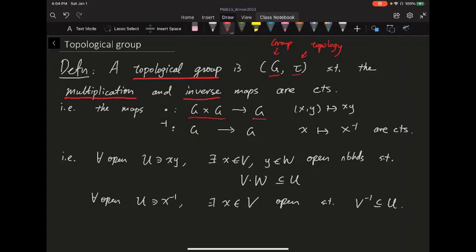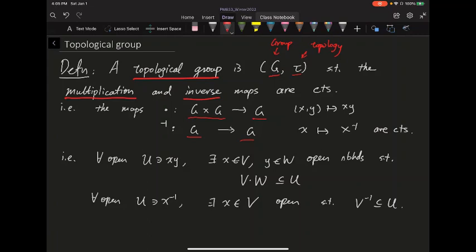And similarly, the inverse map is from G to G. And these maps, you require them to be continuous with respect to the topology you put. The inverse map is kind of easy, just G to G; you require that to be continuous. But for the product map, you put the product topology on G cross G, okay? So it's a product space of two copies of G. They're both topological groups. You put the topology on the product space, and you require that to be continuous.